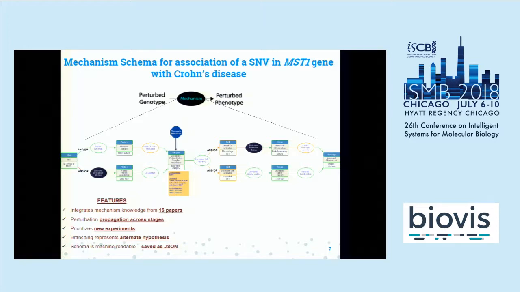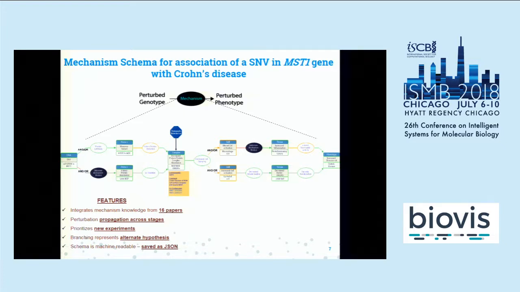You see these black ovals, which represent that you don't know what mechanism is driving this bit of the schema. So this prioritizes what experiments you should conduct in order to fill them in.